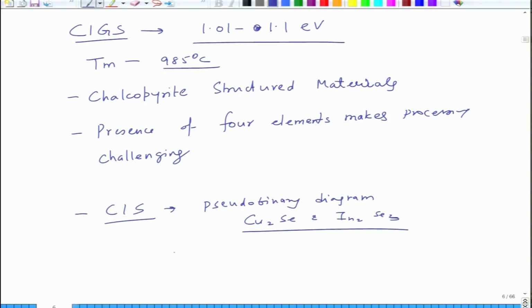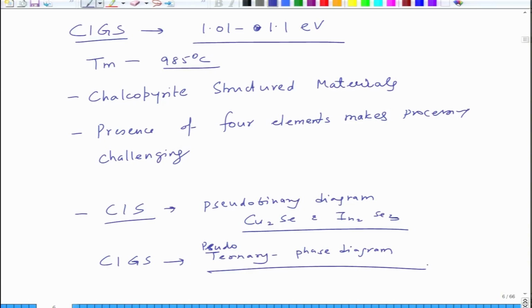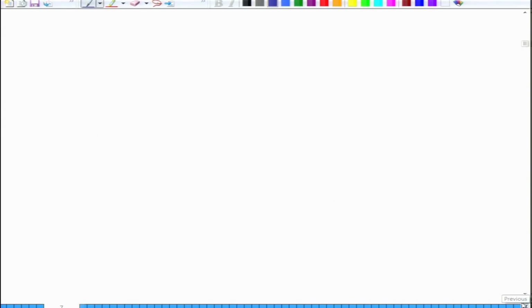But when you go to CIGS, this gives rise to a pseudo ternary phase diagram. And this leads to complexity in understanding the phase formation. So you do not have too many degrees of freedom to optimize the phases. It is a little bit tricky, and since you have so many elements, the defect levels also get created quite a bit.